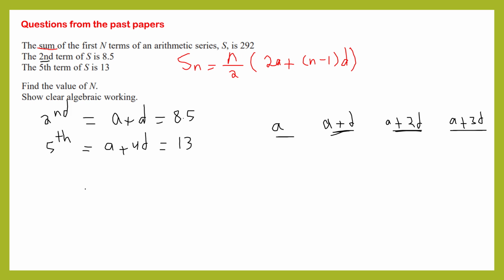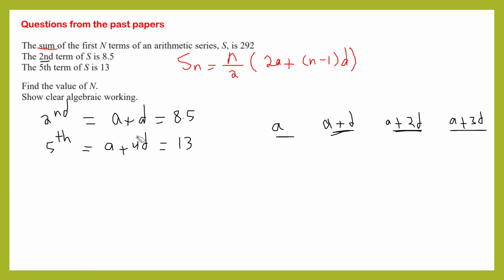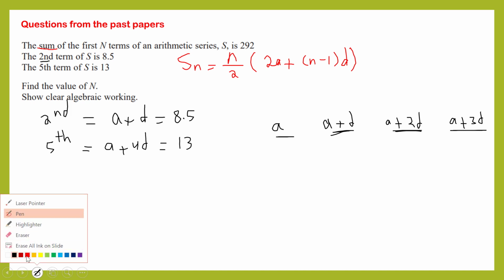So how can we get the value of a and d? You now have two linear equations, or two simultaneous equations. You can find the value of a and d by solving these two equations together. Then you can get back to this formula and find the value of n. So by solving these two, we can get the value of a and the value of d easily.